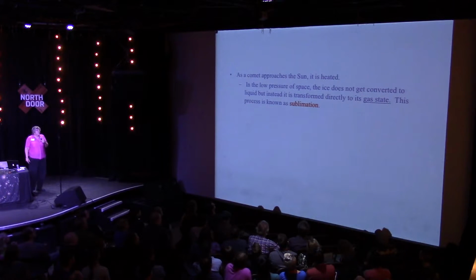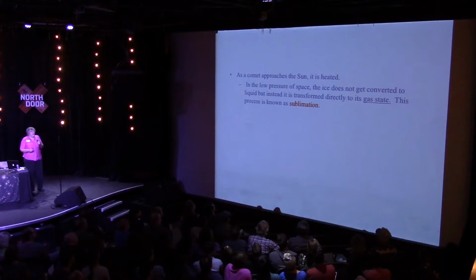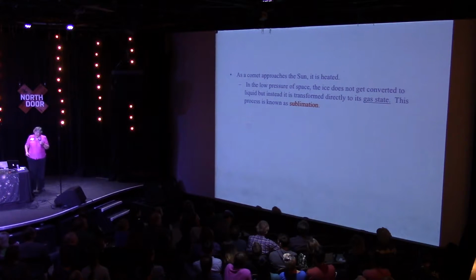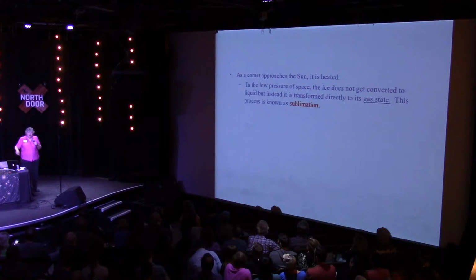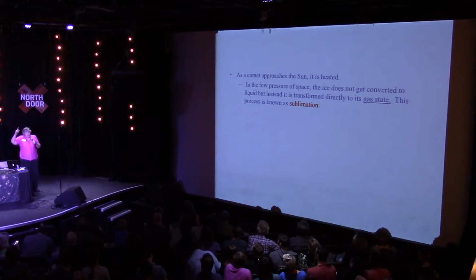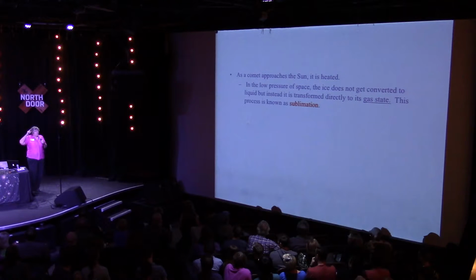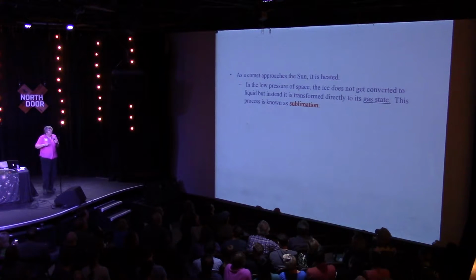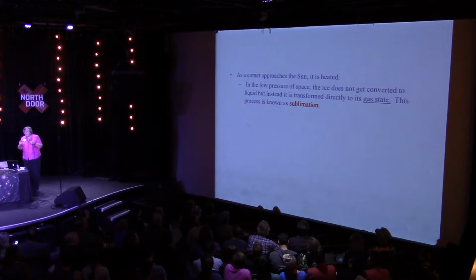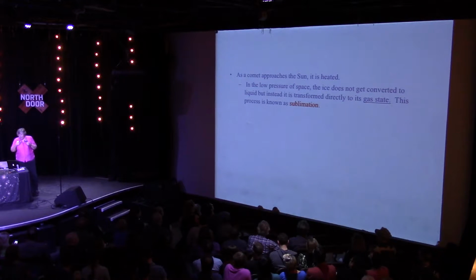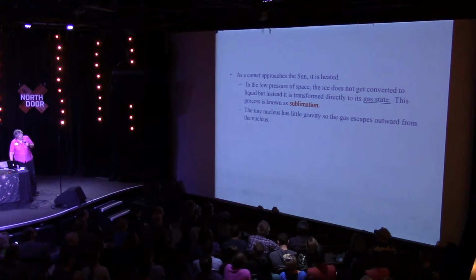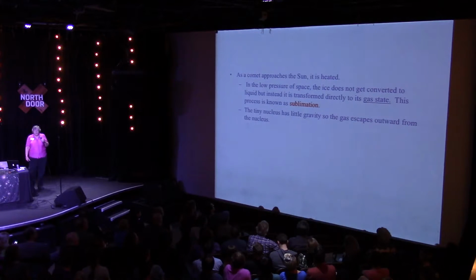Well, as a comet approaches the sun, it's heated. And in the low pressure of space, the ice doesn't go to liquid. If I took an ice cube and I put it out here, you'd pretty much soon have a puddle of water. But if I put it in space, you're going to have gas because it's called sublimation. It transfers directly to the gas stage. And that's what then makes it so that we can see the comet and really enjoy it. The little nucleus is so little, it has so little gravity that the gas escapes outward from the nucleus.